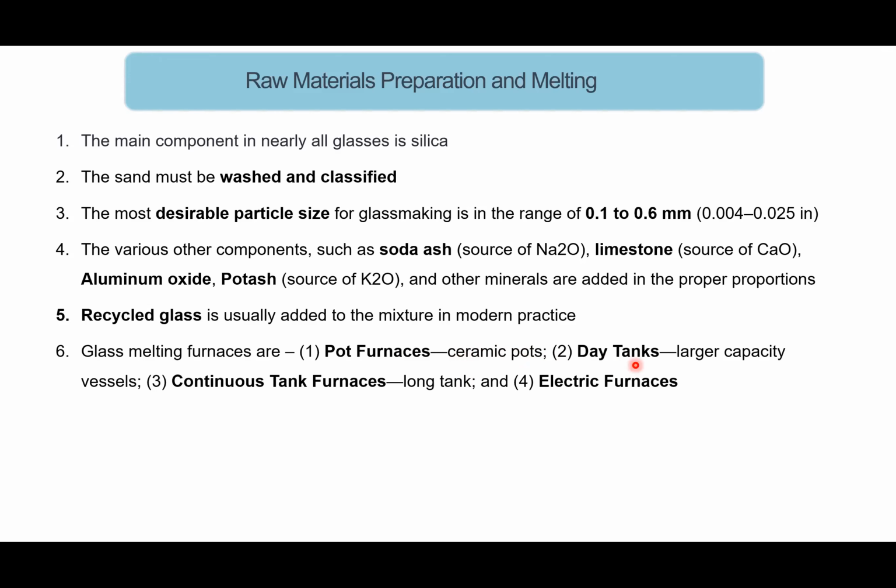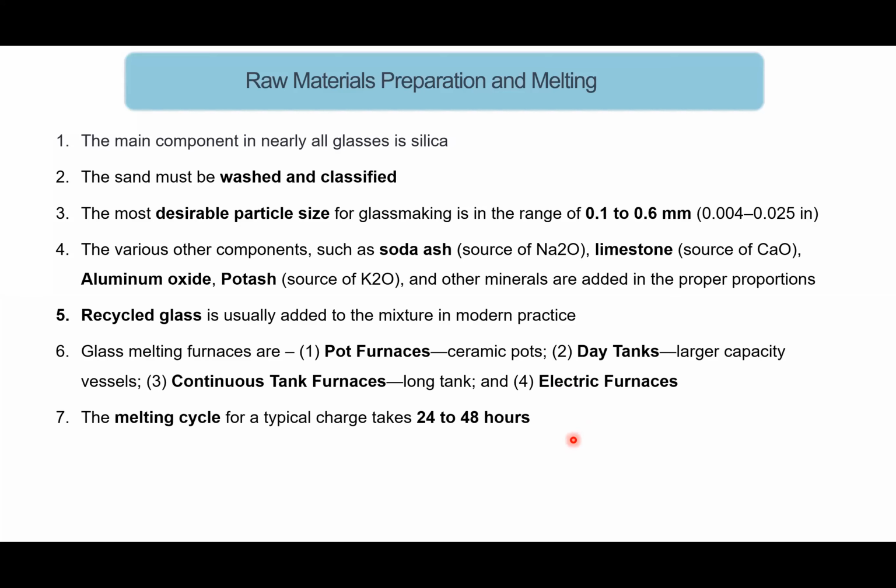Okay, and the second one is the day tank. It is a kind of larger capacity vessel. And the third one is the continuous tank furnace, a long tank. At one end you insert all these ingredients, and on the other end you get the liquid. It's a continuous process. You get the liquid glass, and then you can make your desired product. And the fourth one is the electric furnace, to heat the glass and melt it.